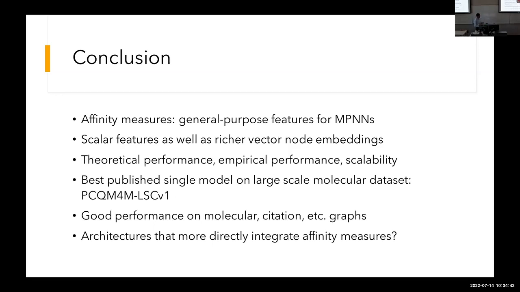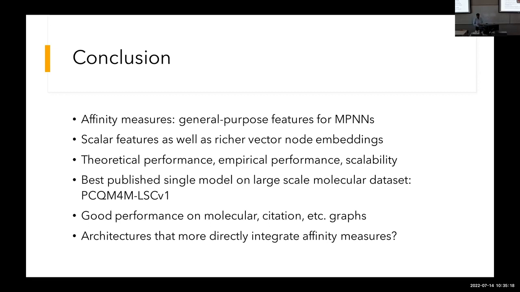So this has some versatility built in here. And somehow we're able to bridge this gap and give good theoretical performance, but also have scalability and do well in experiments. We're able to get the state of the art on the best single model results for a large scale molecular data set. And we get similarly good performance for other types of molecular graphs.